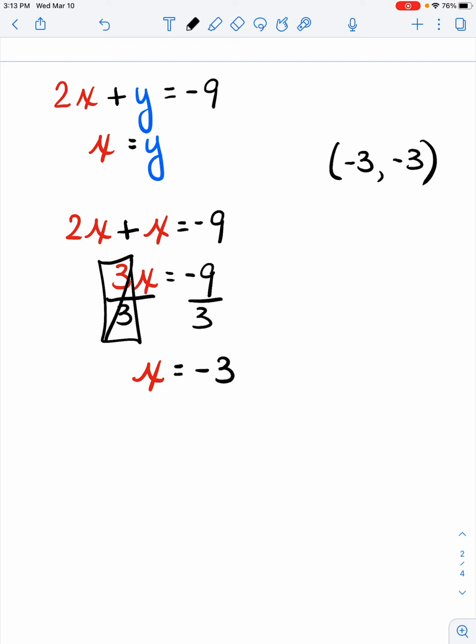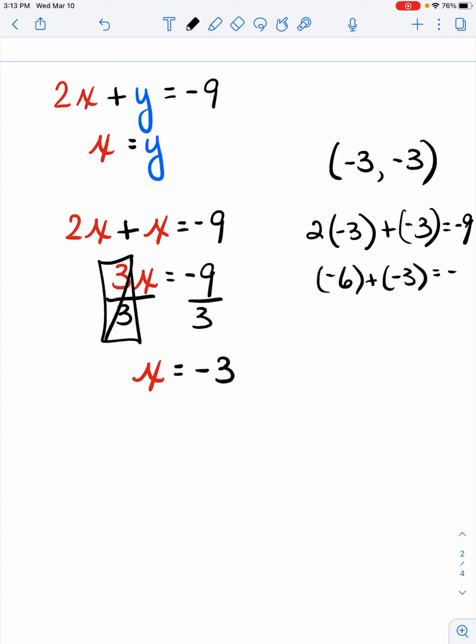And let's check that out. Let's put it into the first equation. 2 times negative 3 plus negative 3 should equal negative 9. Well, 2 times negative 3 is negative 6, plus negative 3 equals negative 9, and that is indeed true. And again, obviously x equals y because they're both negative 3.